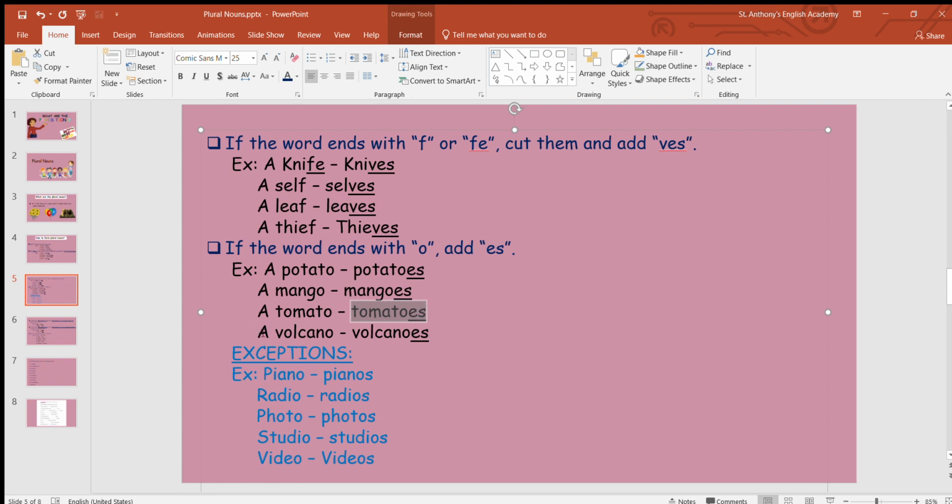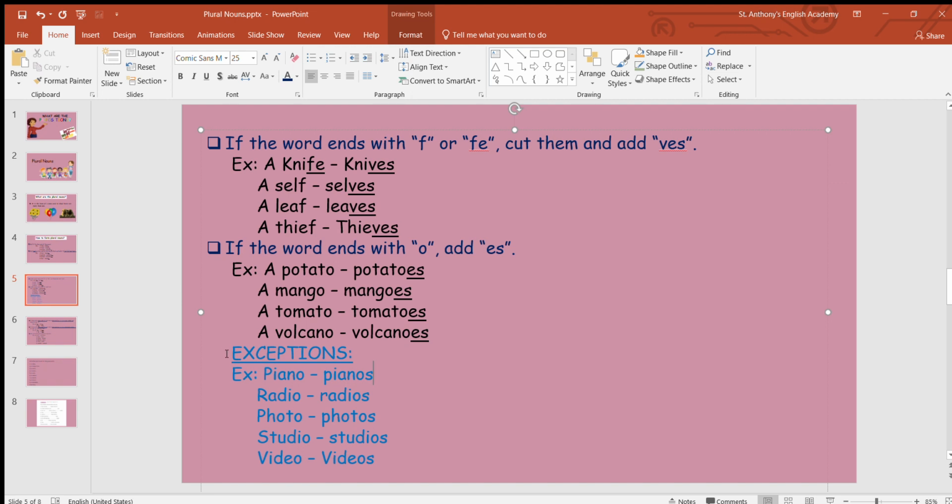Next one, a volcano. Right? A volcano. Last letter is O. If you want to make a plural noun, what should we do? You need to add ES. So it becomes volcanoes. Right? If the word ends with the letter O, we add ES if we want to make plurals.